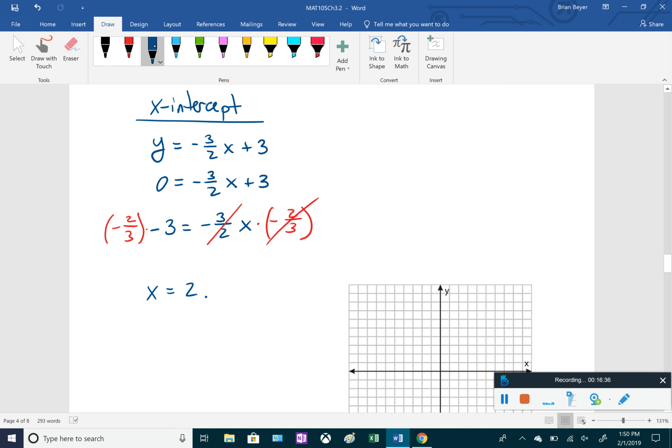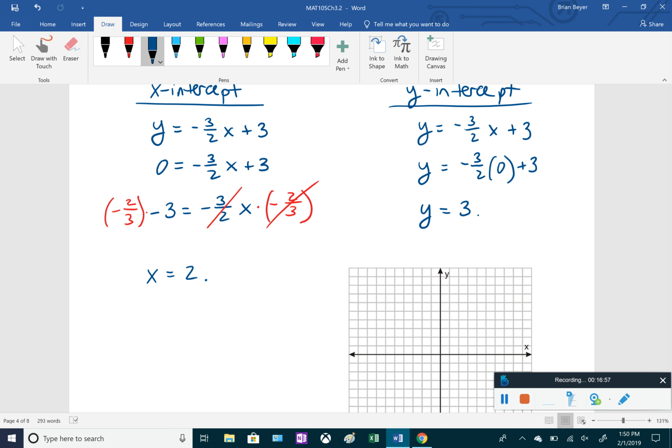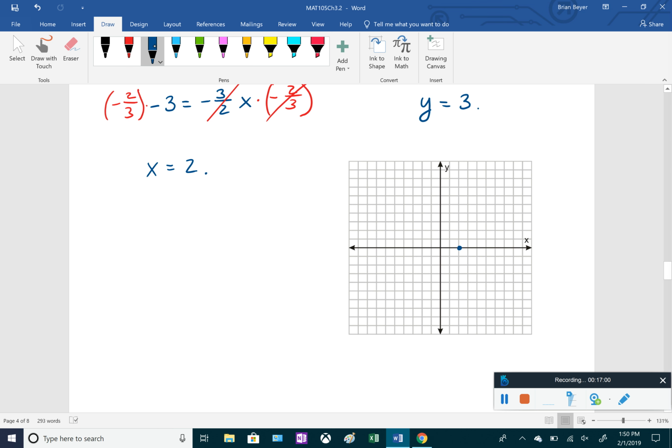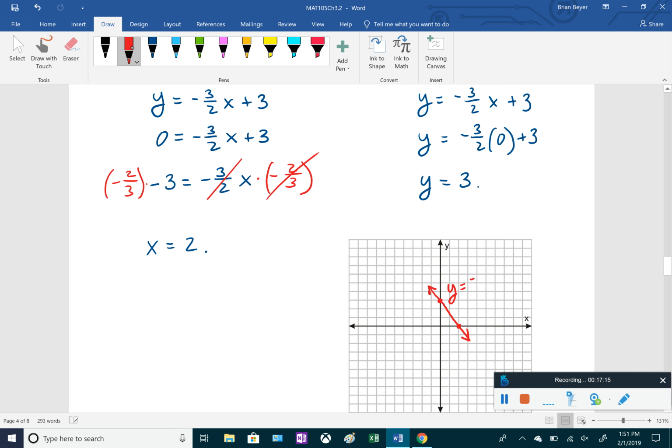And the y-intercept is going to end up being pretty simple. Y-intercept means x is 0, so we're going to plug a 0 into x. So negative 3 halves times 0 plus 3. That first term cancels, we get y equals 3. So x equals 2. X equals 2, y equals 3. Connect them, and we get our graph that looks something like that. So this is y equals negative 3 over 2x plus 3.